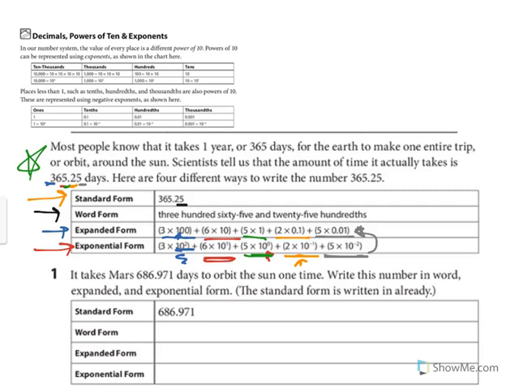Looking at our next example, we see number 1. It takes Mars 686.971 days to orbit the Sun one time. Write this number in word, expanded, and exponential form.